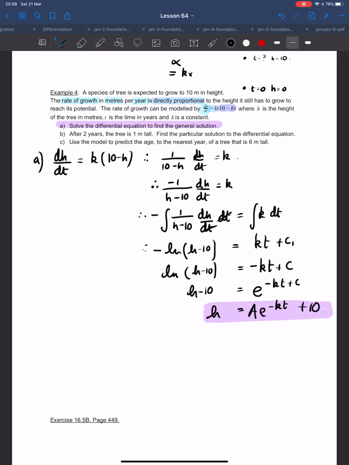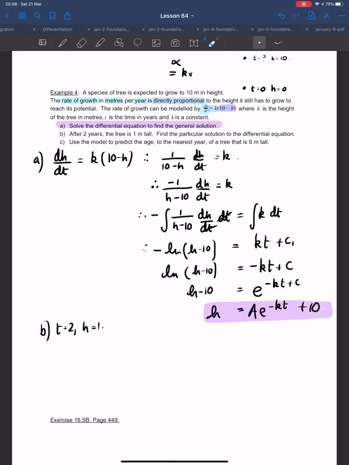B. After 2 years, t equals 2, h equals 1. Find the particular solution. Now for this one as well, this is why I put this up here, t equals 0, h equals 0. Because we've got 2 unknown variables in here. We've got the A and the k that we need to find. We've got a t and an h, and 10's fine, and e is fine. So we need to find the k and the A.